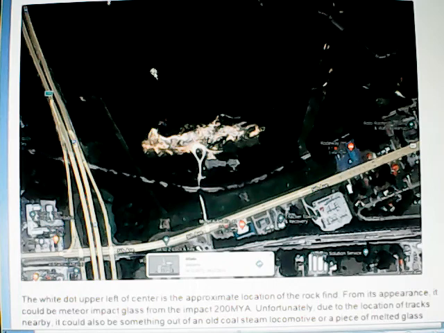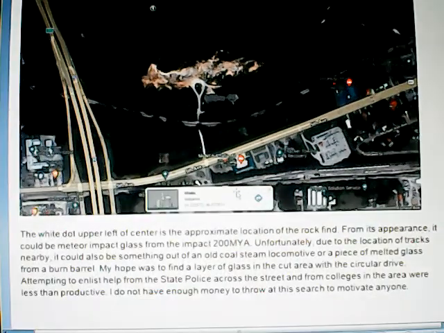This is the approximate location where it was found. Haven't been able to go to Alabama. Was hoping to go up this circular drive and look and see if I could find a layer of glass in the hillside or maybe other samples in this area. The state trooper's office is right across the street. But I called them and I couldn't get past the receptionist, of course, because I'm crazy.